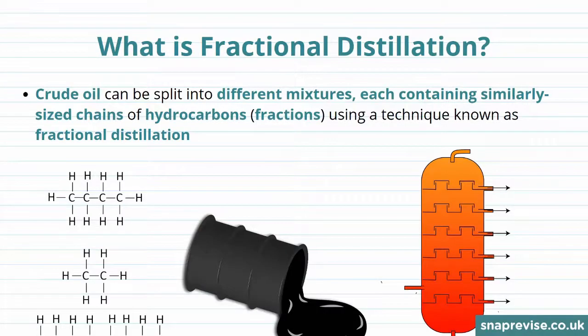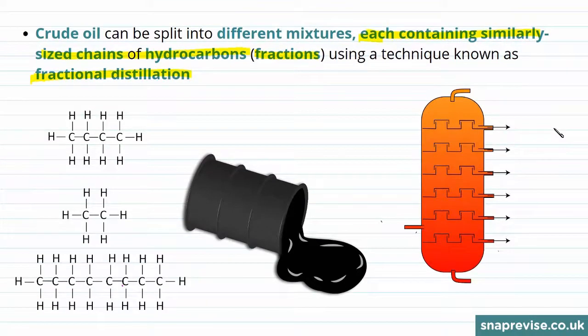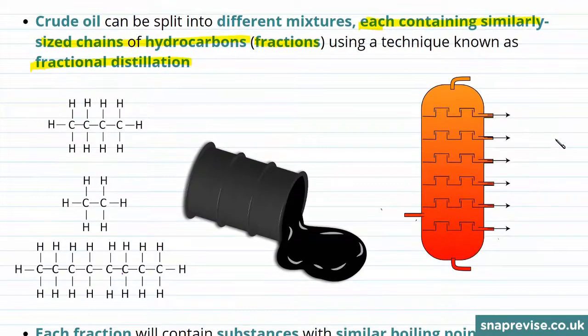If you've watched our video on crude oil, you'll know that crude oil is a mixture of lots of different hydrocarbons, which are molecules that are made up of only carbon and hydrogen. This complex mixture can be split into smaller, simpler mixtures, where each mixture contains similarly sized chains of hydrocarbons. These components of crude oil are known as fractions, and the technique that's used in order to obtain them is fractional distillation.